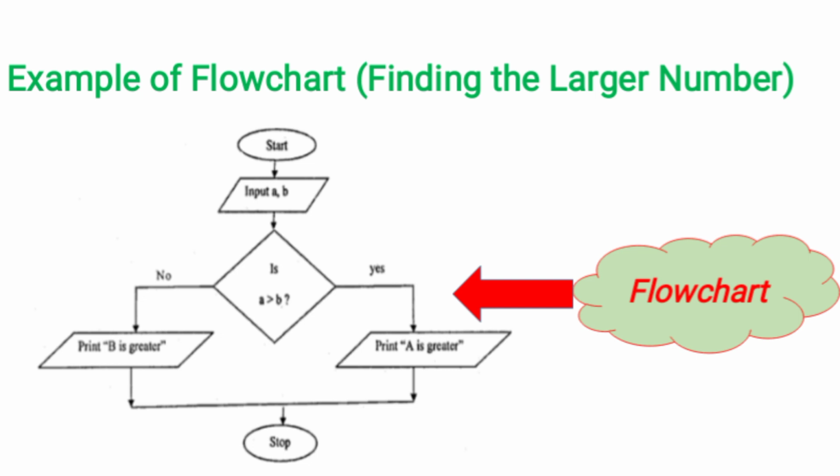In this flowchart, the process begins with the oval shape. Then the parallelogram shape represents the input of two numbers A and B. Then the diamond shape checks if A is greater than B.